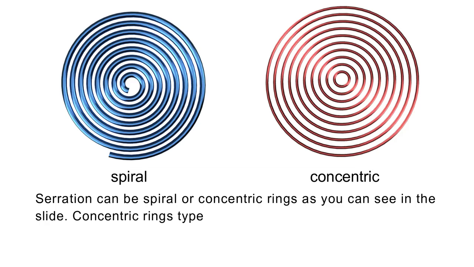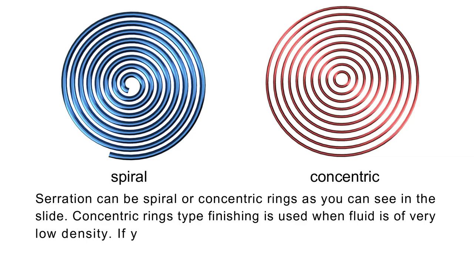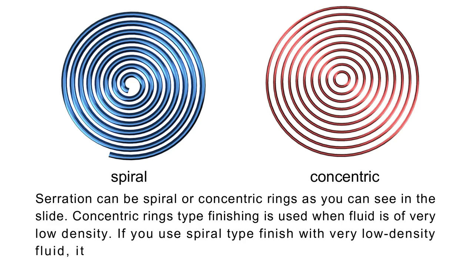Concentric rings type finishing is used when fluid is of very low density. If you use spiral type finish with very low density fluid, it may find a leakage path through the spiral cavity.